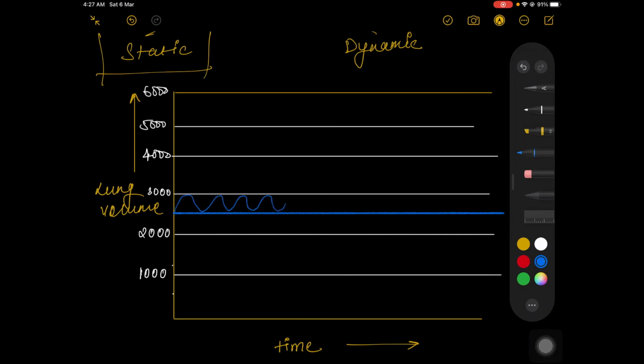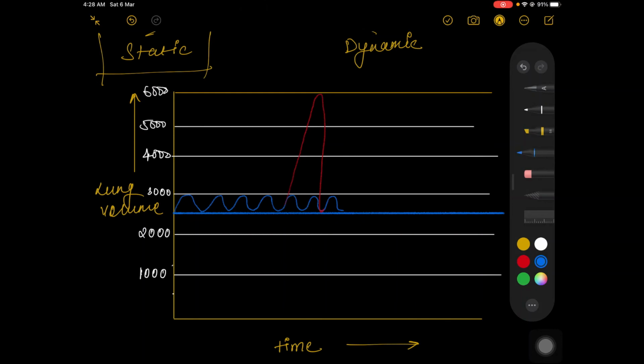Okay, suppose this is the volume in which we inspire and expire during a normal state, that is around 500 ml. Now suppose if I inspire more than the normal, that is more than the tidal volume, in that condition it will be around 3000 ml other than the tidal volume.